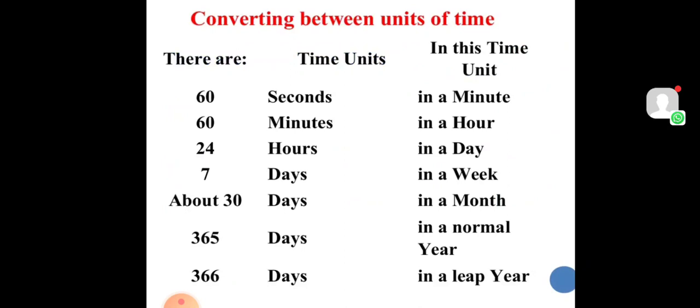Converting between the units of time. There are 60 seconds in a minute, 60 minutes in an hour, 24 hours in a day, and 7 days in a week. About 30 days in a month. It depends upon the month. It can be 31, it can be 30, or it can be 29 days also. 365 days in a normal year and 366 days in a leap year.